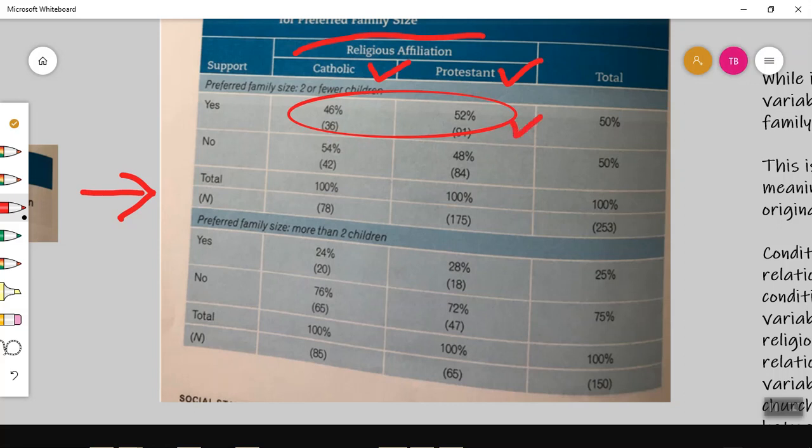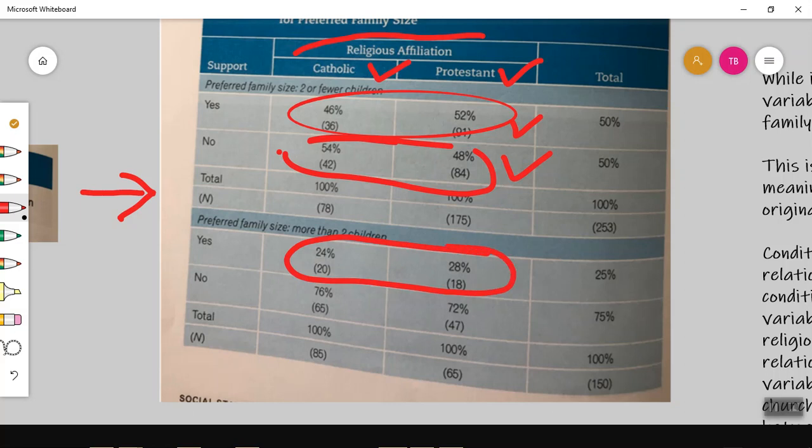And so you can see the same thing here. It's almost the same here as well. And down here, so preferred family size, smaller families, you start to see that these numbers are also about the same.